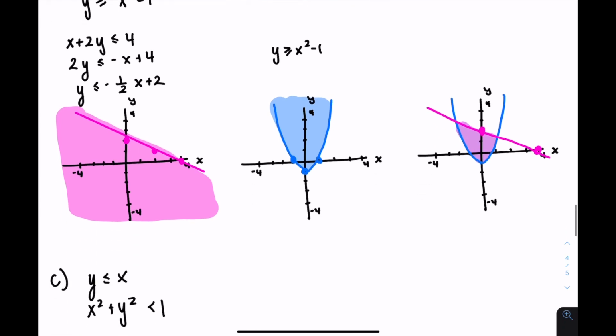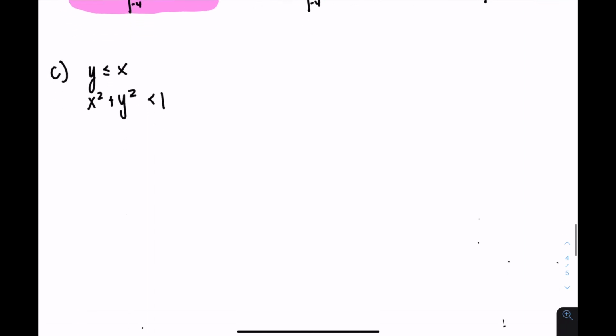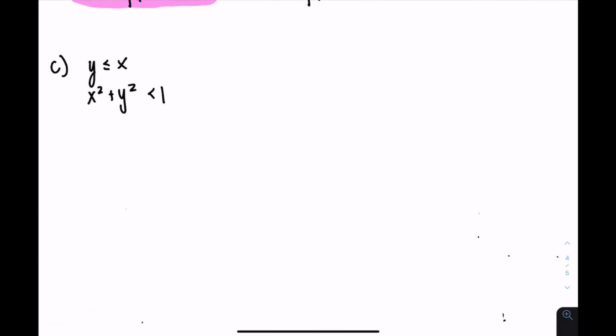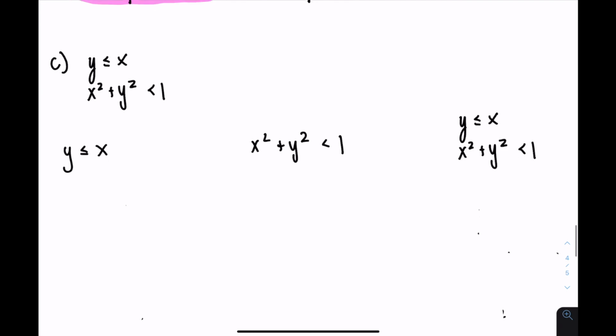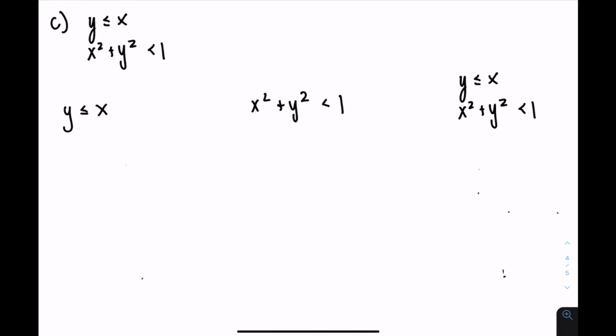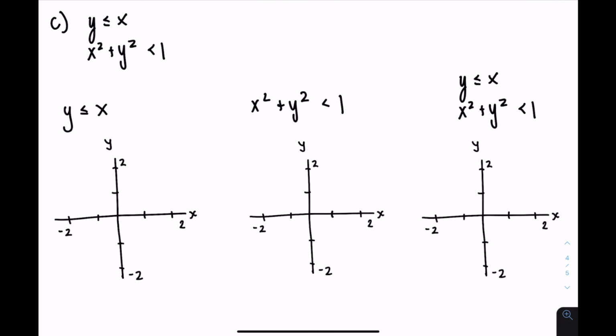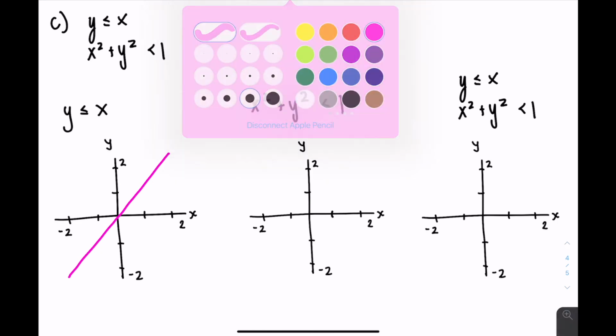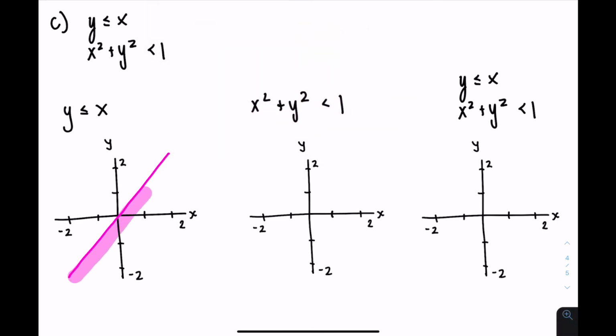So let's try one more, and let's try to make it even more complicated. We've got y is less than or equal to x, which is going to be a line. I've got x squared plus y squared is strictly less than 1. And then I want to go ahead and graph both of these on the same graph. So this is just a line, goes through 0, 0. It's our identity function. And I can include that line because it's y is less than or equal to. And then I want to pick the y values that are less than this line.